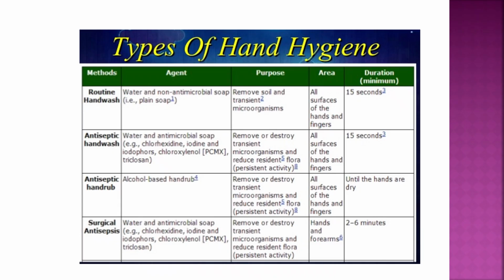Antiseptic hand rub. So it is alcohol based hand rub, that is sanitizer. So it removes or destroys transient microorganisms and reduces resident flora. And same hands and surfaces of hands and fingers, and until hands are dry. A surgical hand wash is use of antimicrobial soap and water. It removes or destroys transient microorganisms and reduces resident flora. The area mainly it is different. So here it is surfaces of hands, fingers and up to elbow, forearm. So duration is longer, minimum is 2 to 6 minutes.